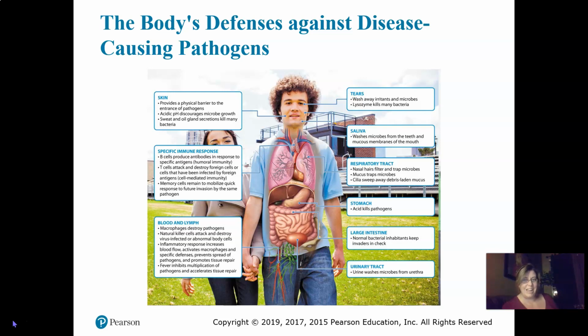In our blood and our lymph nodes, macrophages destroy pathogens. Natural killer cells attack and destroy virus-infected or abnormal body cells. Our lymph system is so important with helping with inflammation, and it's where a lot of toxins are stored. While our lymphatic system is really important in that aspect, there's no pump for it, and sometimes things get stuck and congested, and they'll get stuck in the glands. We'll get swollen glands and such. So we're going to do a couple of exercises in class that help our lymph system, and it will improve our immune system overall.